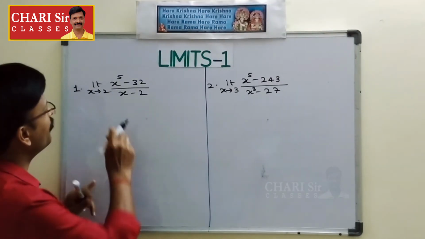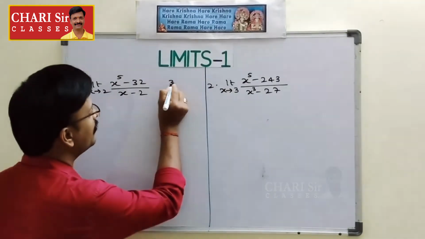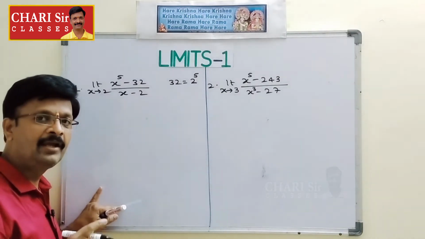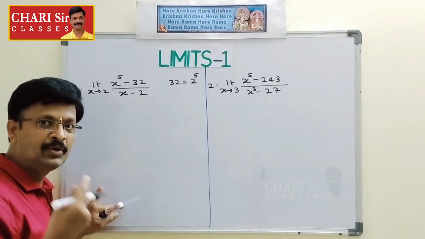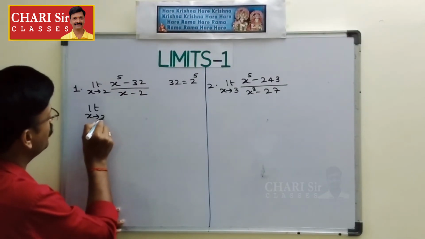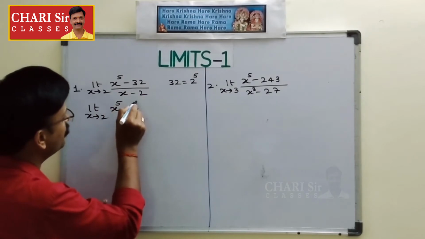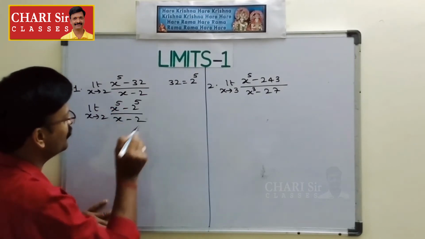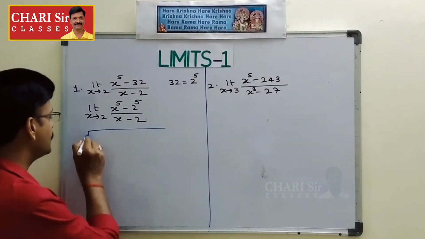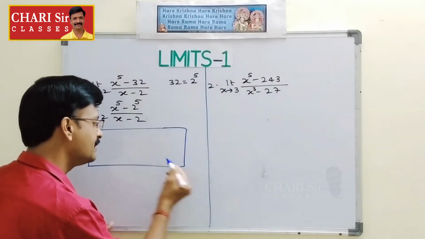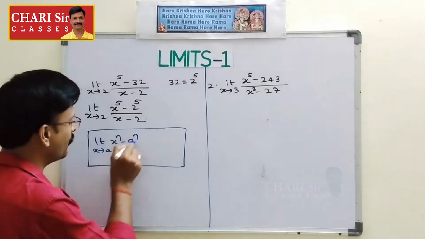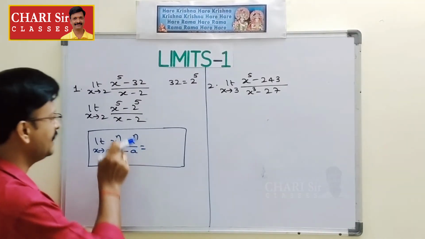Here x to the power of 5 is given with 32. This 32 can be written as what? 32 can be written as 2 to the power of 5. If you multiply 2 into 2 into 2 into 2 into 2 for 5 times, you get 32. So you can write it as limit x tends to 2 x to the power of 5 minus 2 to the power of 5 by x minus 2. It is in which form? It is in the standard limit, that is limit x tends to a, x to the power of n minus a to the power of n by x minus a. It is in this form.